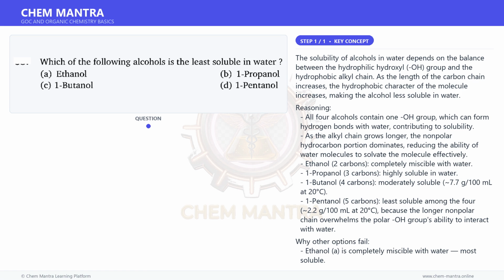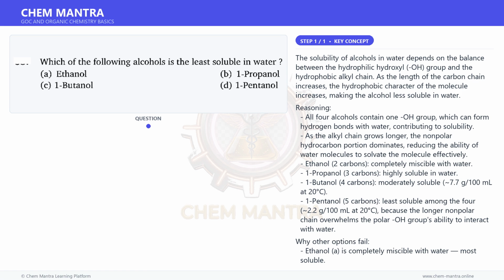solubility. As the alkyl chain grows longer, the nonpolar hydrocarbon portion dominates, reducing the ability of water molecules to solvate the molecule effectively. Ethanol, 2 carbons: completely miscible with water. 1-propanol, 3 carbons: highly soluble in water.